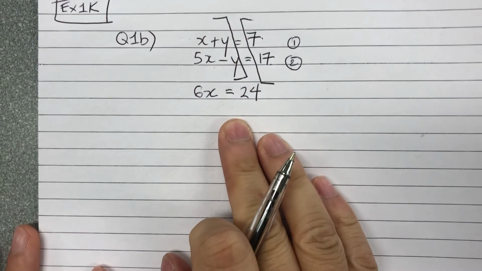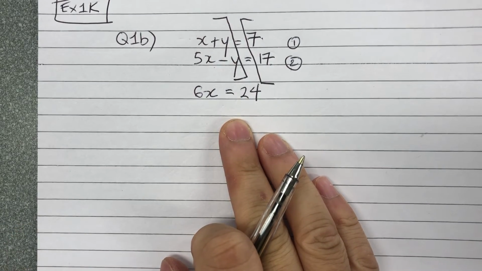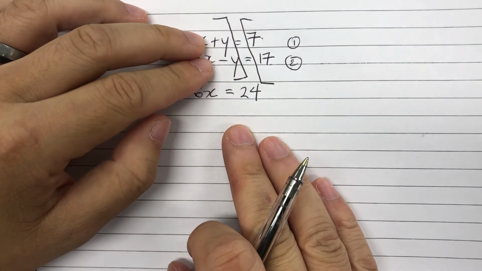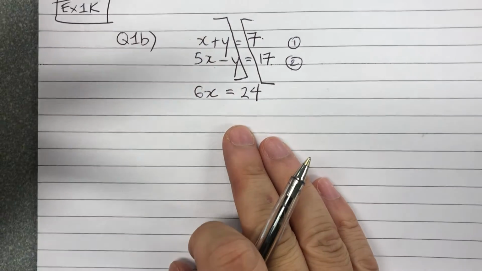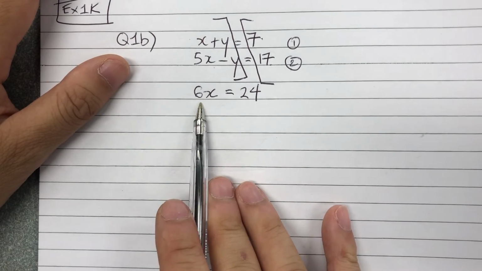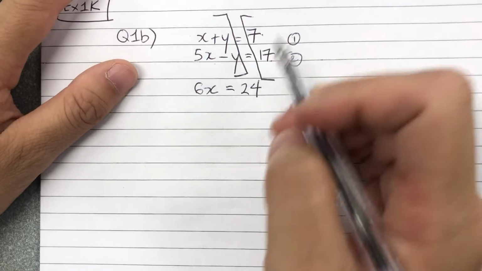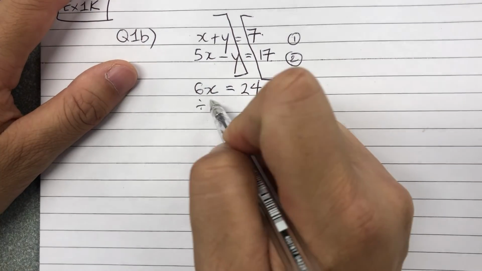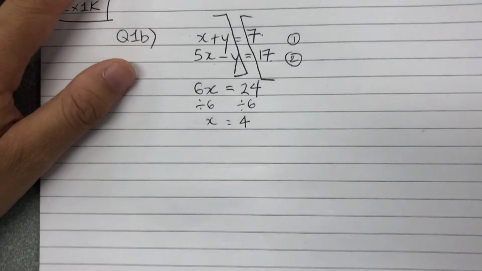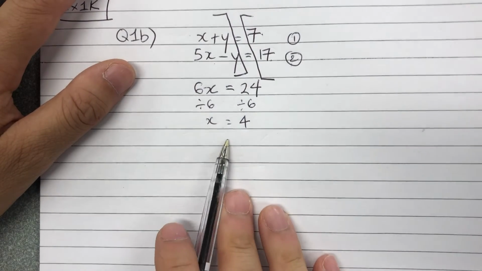This is the elimination method, because what I've done by combining the equations together, I've eliminated one of the variables, which then allows me to solve the equations. So 6x's are 24, which means if I divide both sides by 6, it will give me x equals 4. I now know the solution for x.